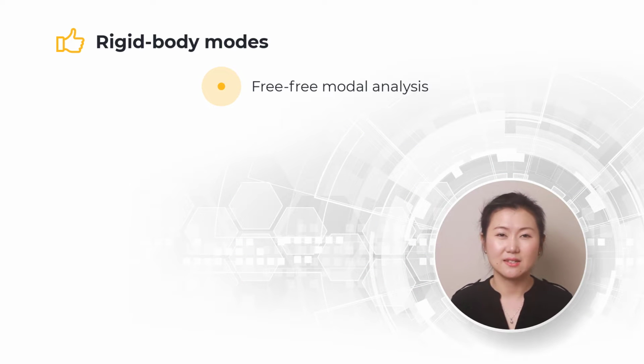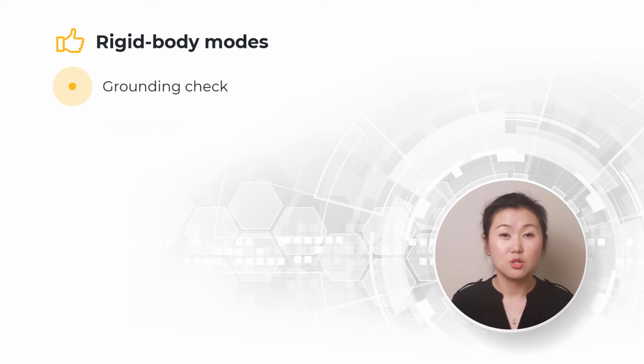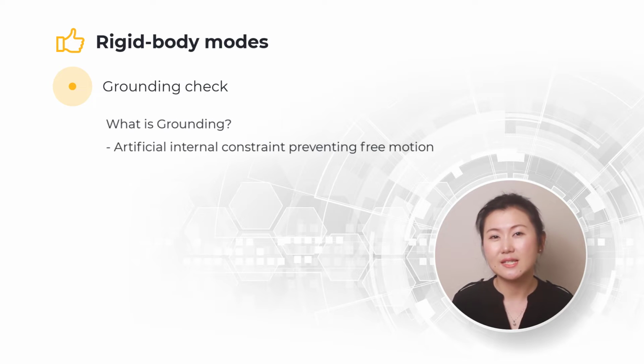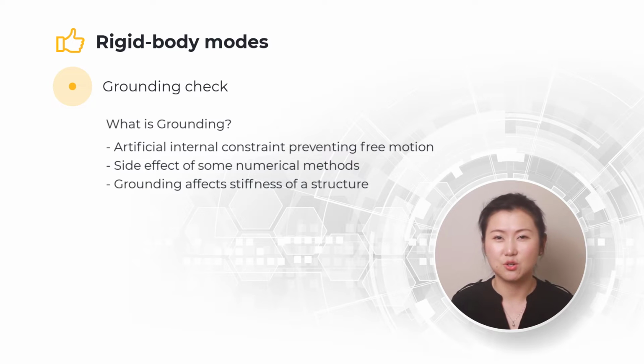Besides the free-free modal analysis, there's another situation where engineers may expect rigid body modes, that is for checking if grounding exists in a system. So what is grounding? Grounding refers to a system that has some artificial internal constraint, preventing it from moving freely. You can think of the term grounding as a way to say that there is some loose connection between the system and the ground behind the scenes, and is a side effect of some numerical methods used in the finite element simulation. If grounding exists, it means the modal results of the current system are not accurate, because grounding can affect the stiffness matrix of the structure.